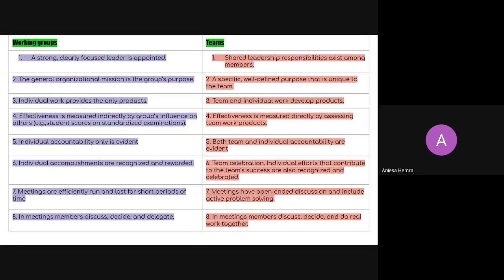Five, individual accountability is evident, versus both team and individual accountability are evident. Six, individual accomplishments are recognized and rewarded, versus team celebrations. Individual efforts that contribute to the team's success are also recognized and celebrated. Seven, meetings are effectively run and last for short periods of time, versus meetings have open-ended discussions and include active problem solving. And finally, in meetings, members discuss, decide, and delegate, versus in meetings, members discuss, decide, and do real work together.